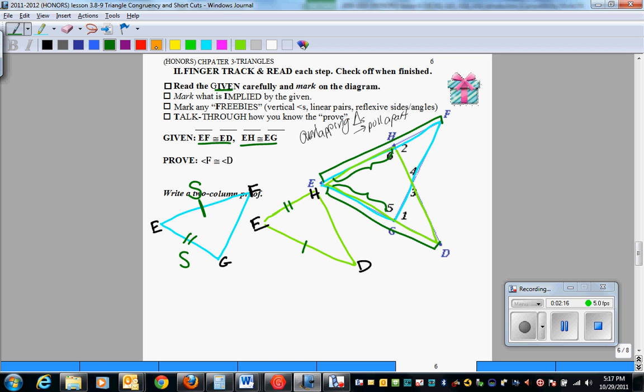We're trying to prove that angle F is congruent to angle D. There's no direct way to prove those individually, but if we can somehow get the triangles congruent, we can then say that angle F is congruent to angle D by corresponding parts of congruent triangles are congruent, which basically means if the triangles are congruent, then the parts are congruent. So we need to get the triangles congruent here.